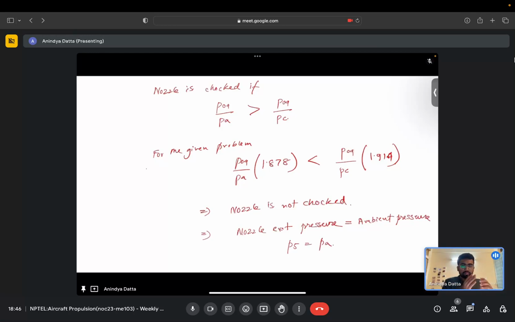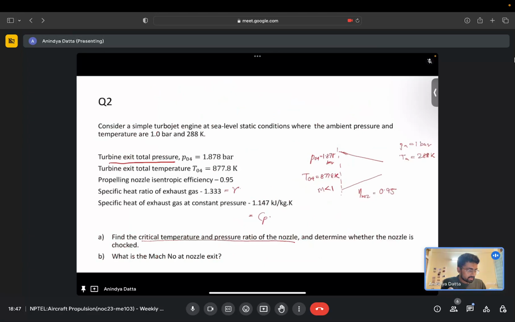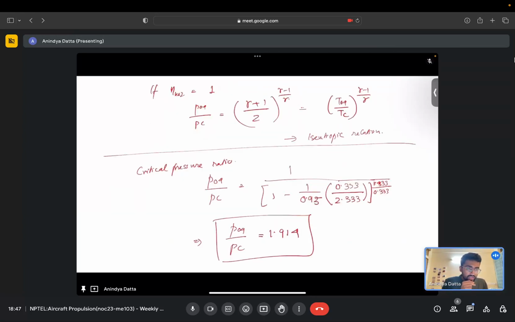All right, so you should remember that when the nozzle is not choked, the gas can expand fully to the ambient pressure within the nozzle, and P5 will be equal to PA. But if the case is different, let's say the Mach number will be less than 1. We'll see that. The next question is to find the Mach number at nozzle exit, and it should come out less than 1. We'll compute that.